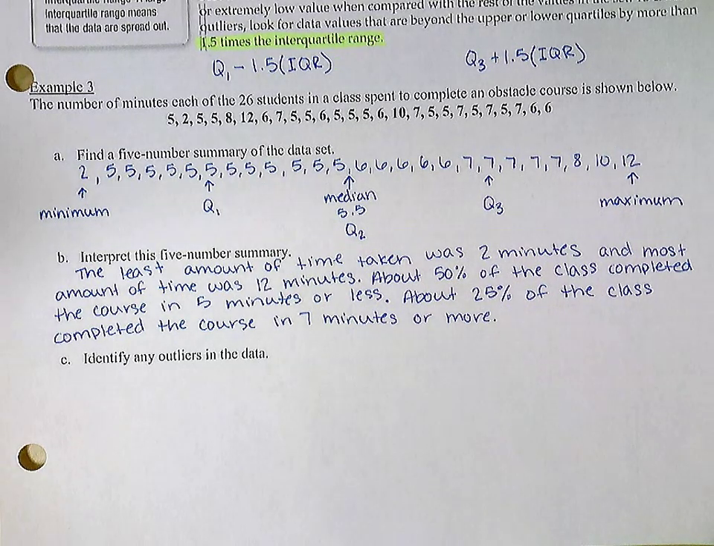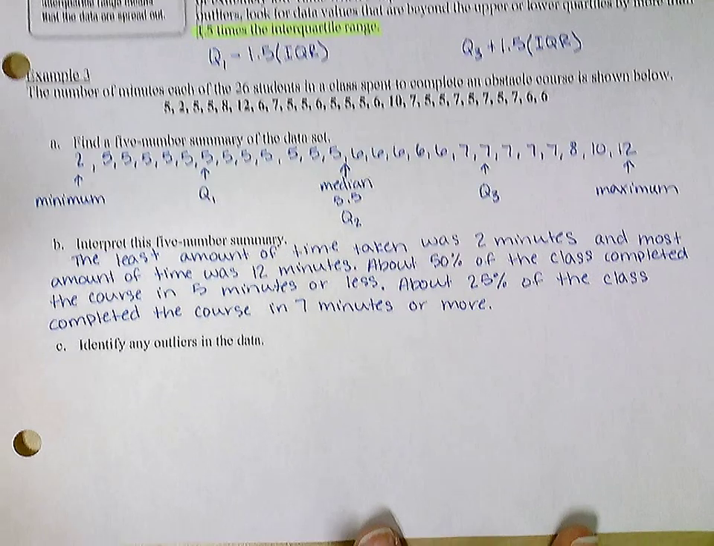So all I did was include the minimum and the maximum times it took. I said something about the median, so I can say 50% of the class completed it from that median and less. And then I did from quartile 3 and beyond, so about 25% of the class completed the course in 7 or more minutes. Okay, so you just have to interpret what each of those different percentages would be.